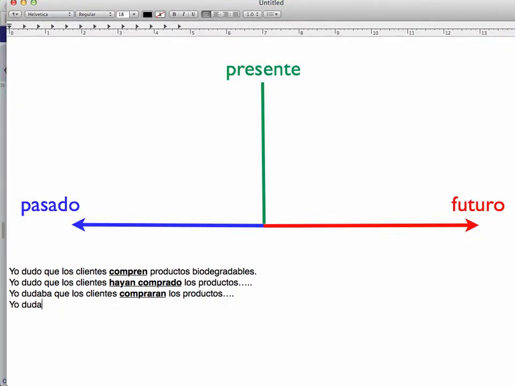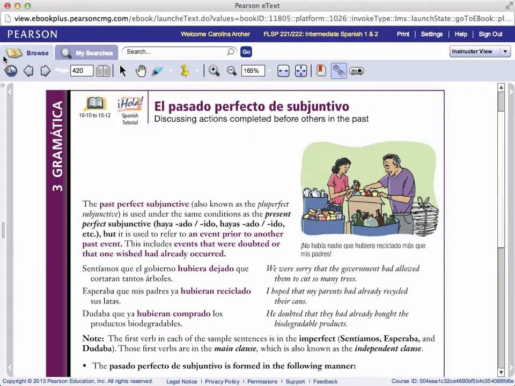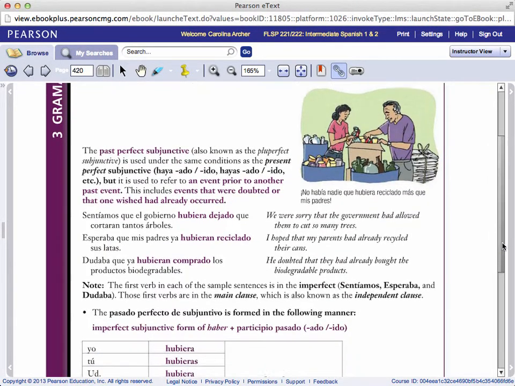Yo dudaba que los clientes, that they had already done something before that, ¿sí? Hubieran comprado los productos biodegradables. Okay? Okay, so there we have the four subjunctives, ¿sí? Tenemos the present, the present perfect, the imperfect, and the past perfect, okay? ¿Sí? Ok, entonces vamos a volver al libro. Go back here to the book to see how we use this.